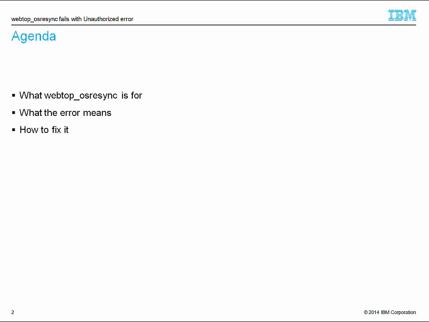As easy as it may sound, out of the box, WebTop OS Racing Tool must be configured before it can be executed successfully. If you simply run the tool, you will get an error saying unauthorized. Later in this video, I will show you how the error looks like on the console and where you must configure the user in order for the tool to work.